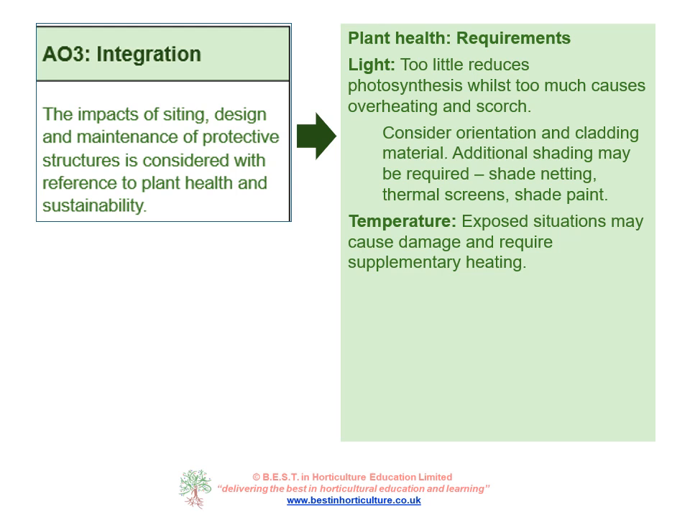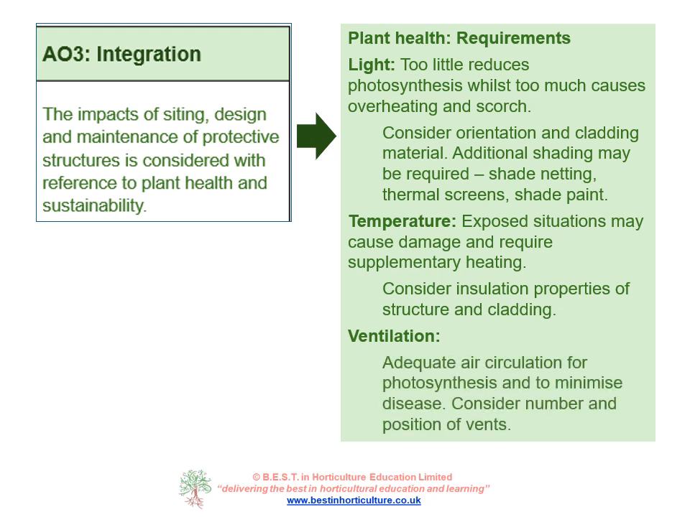Temperature is another critical factor for plant health, and siting the glasshouse in a sheltered situation will reduce exposure that may cause damage and require supplementary heating. Consider insulation properties of the structure and the cladding. And finally, ventilation. Adequate air circulation is required for photosynthesis, in particular carbon dioxide and oxygen for respiration, and also to help minimise disease. And here the structure needs to consider the number and position of ventilation points.